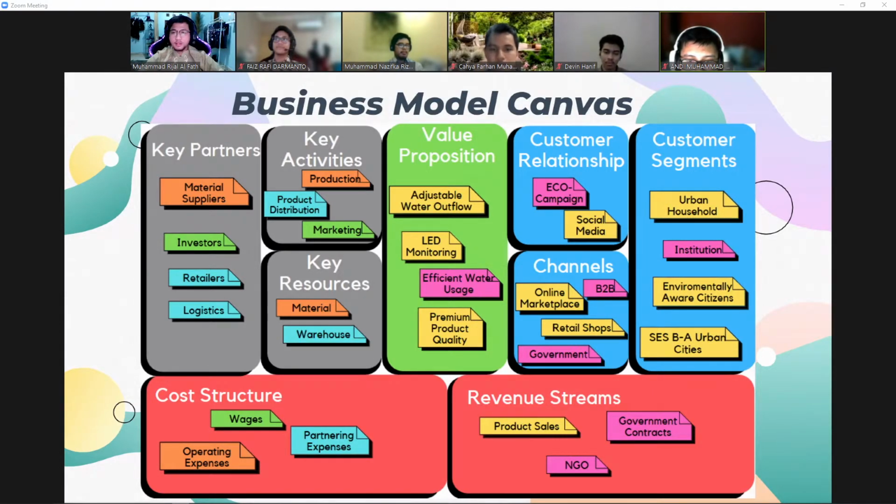The cost structure includes the wages given accordingly to our staff, and the operating expenses of production of the product and its business activities. And we also use our money to conduct partnerships with other businesses or organizations to grow the value of the company and its operations.